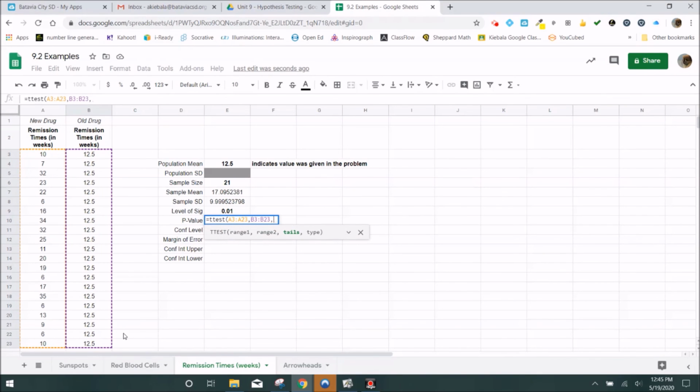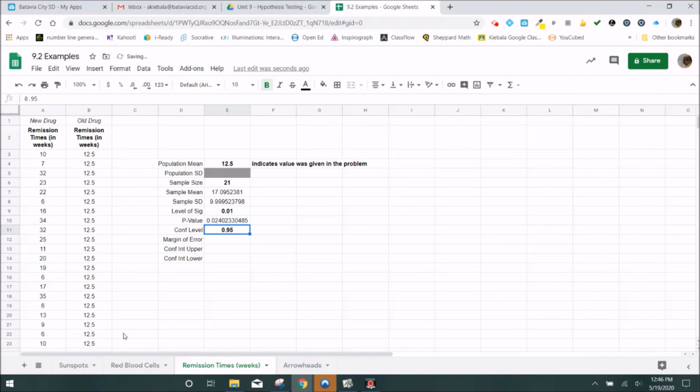Tails. Now this one you can actually tell it one-tail or two-tailed. We just want a one-tailed test to the right. It defaults to the right. And type, this gets a little confusing. We're just going to set it at 1 for now. I don't think we'll get to the others. And then that gives us our p-value, and that's what we compare to the level of significance, which we'll do in just a moment.